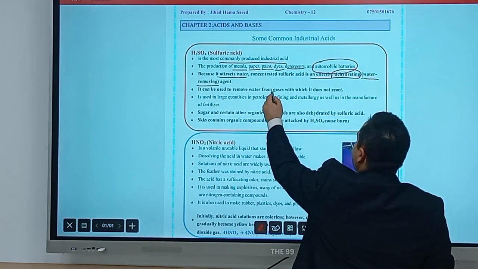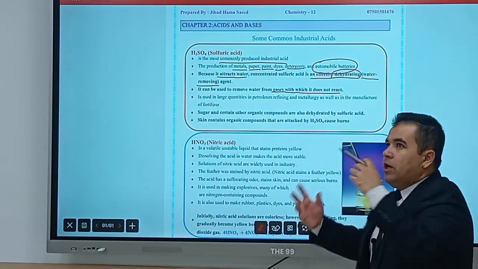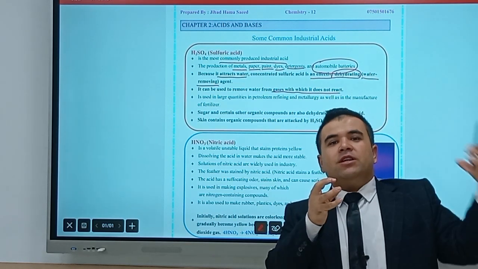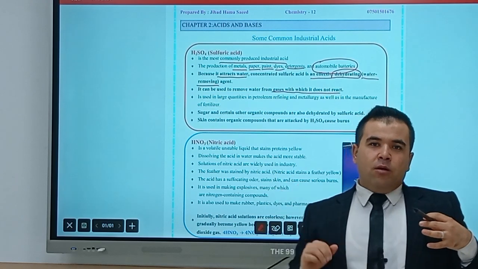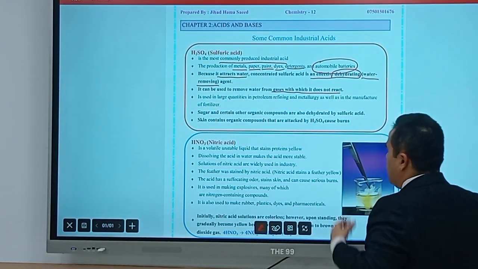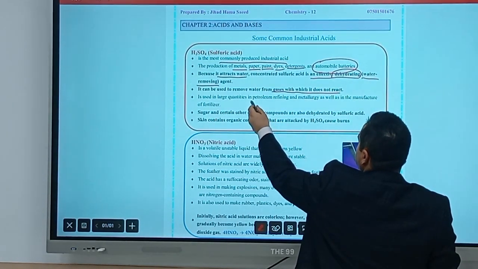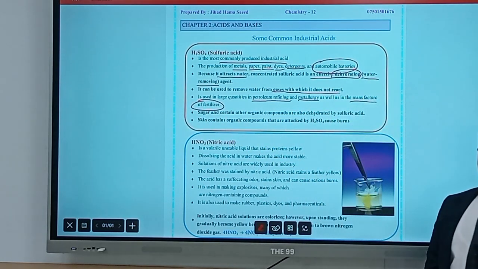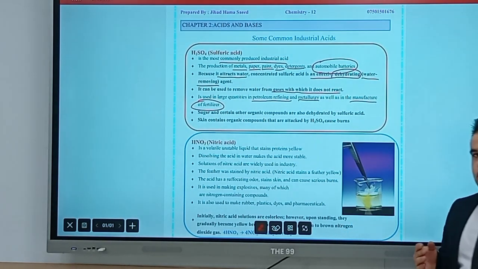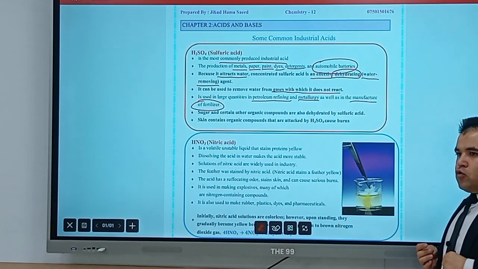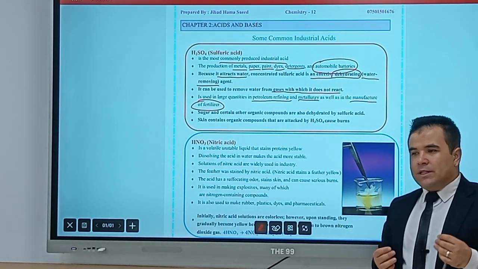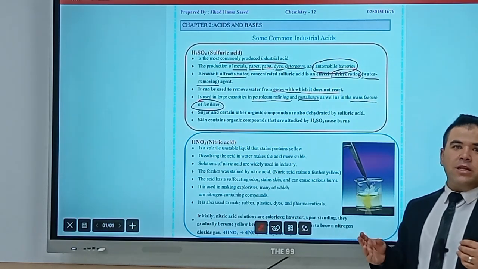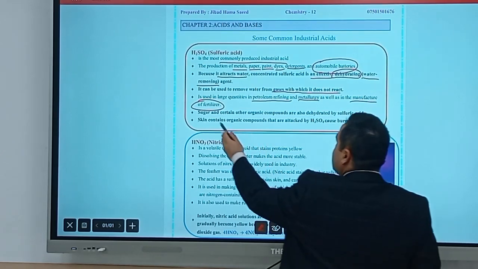It can be used to remove water from gases with which it does not react. So whenever we have gases that contain vapor, it can be used to dehydrate the gases and leave the gas behind and remove the water in those gases. The other applications for sulfuric acid: it is used in petroleum refining and the metallurgical industry and used for the manufacture of fertilizer as well. Guys, for the petroleum industry, sulfuric acid has a great majority of applications, and also in the metallurgical industry, it has applications.